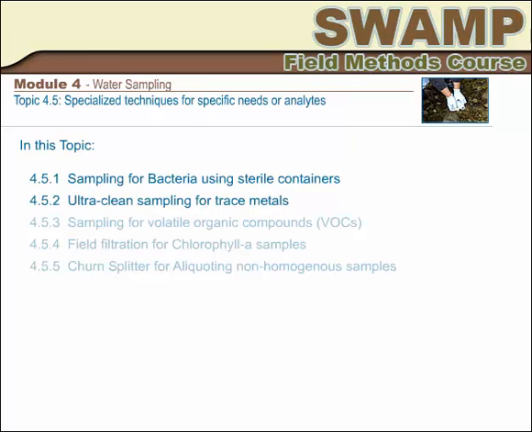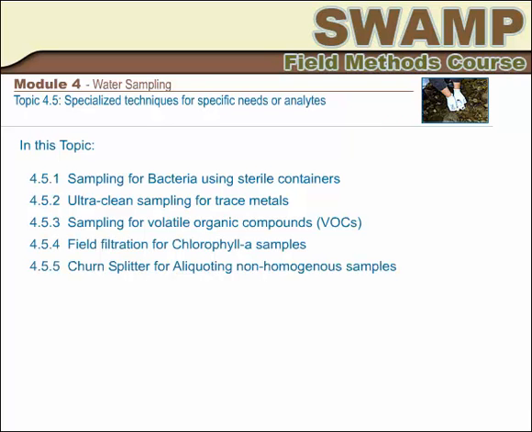The second topic shows techniques that must be used if the analyses you plan will have very low detection limits, and consequently will be very sensitive to contamination. The ultra-clean sampling technique called clean hands, dirty hands is performed by two people and uses a procedure that minimizes contamination. Another set of special considerations is required when you collect samples for analyses of volatile compounds, and these are described in the third topic.